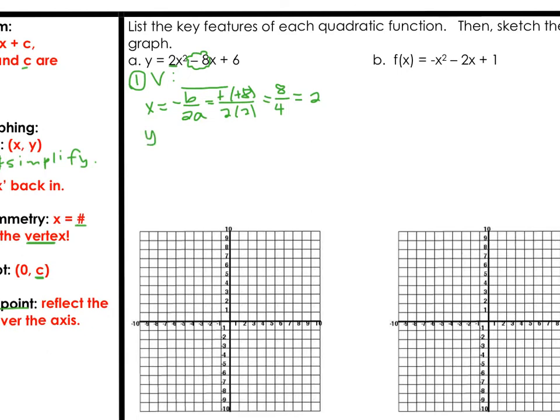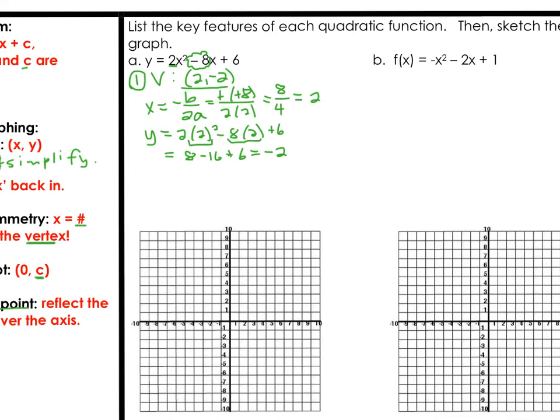To get the y value, we plug x back into the equation. We'll have 2 times x squared, which will be 2 squared, minus 8 times 2 plus 6. And now we have to simplify. Order of operations, we're going to do 2 squared first and get 4. 4 times 2 is 8, minus 8 times 2 is 16, plus our constant, which is 6. 8 minus 16 plus 6 gives us a y value of negative 2. Let's write our answer as an ordered pair: 2, negative 2. That's the most amount of work.